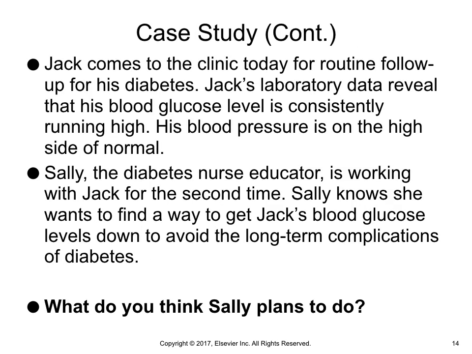Jack comes to the clinic today for routine follow-up for his diabetes. Jack's laboratory data reveal that his blood glucose level is consistently running high. His blood pressure is on the high side of normal. Sally, the diabetes nurse educator, is working with Jack for the second time. Sally knows she wants to find a way to get Jack's blood glucose levels down to avoid the long-term complications of diabetes. What do you think Sally plans to do?